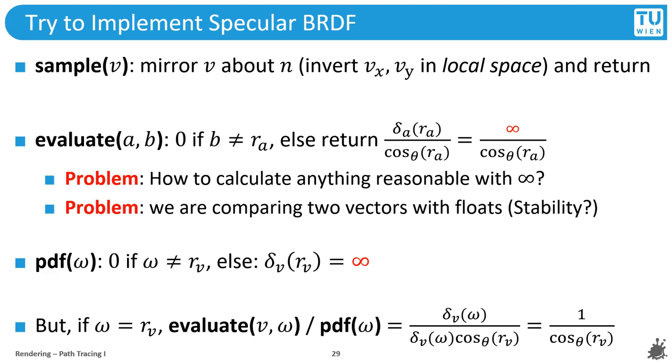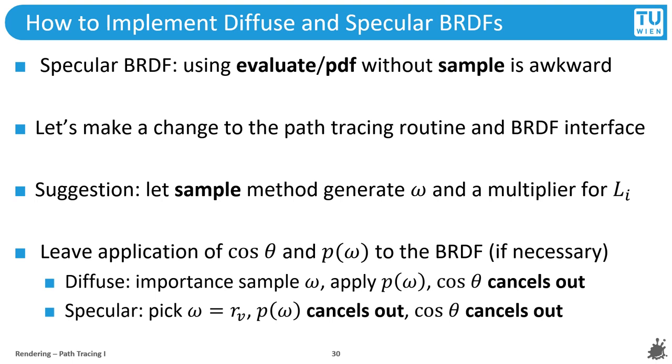So we will make another change to our path tracing method, that is, since we always use the evaluation of the BRDF and the PDF together anyway, we just combine them into a single function. This makes even more sense if we remember all the steps from the original loop that we can save in computation if we have importance sampling in our BRDFs. In the diffuse BRDF, the cosine of theta cancels out in importance sampling, and in the specular BRDF, we only have one direction to pick for sampling. The PDF cancels out, and so does the cosine of theta.